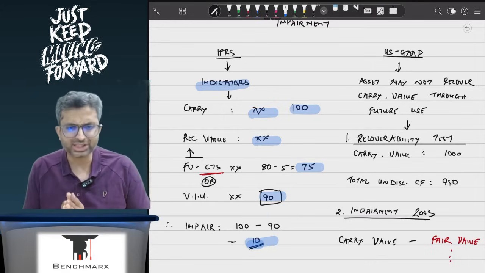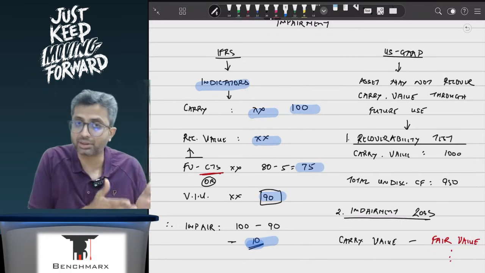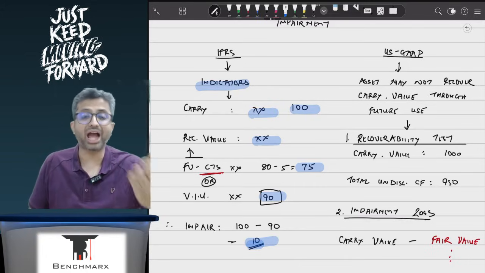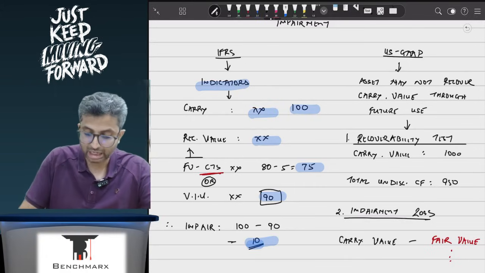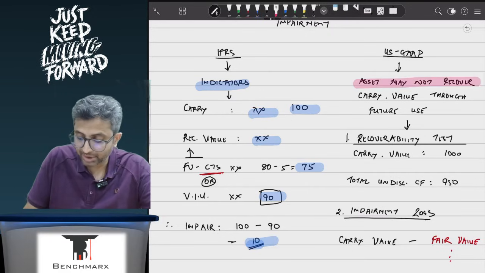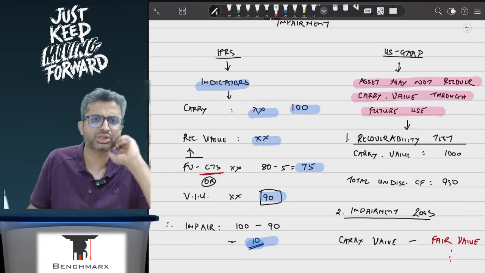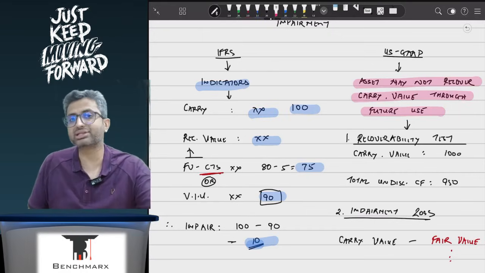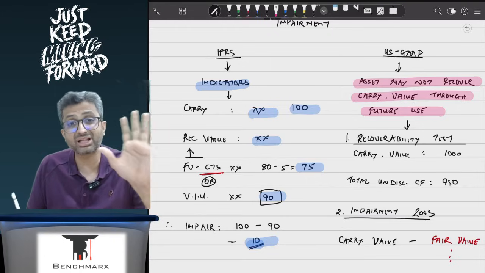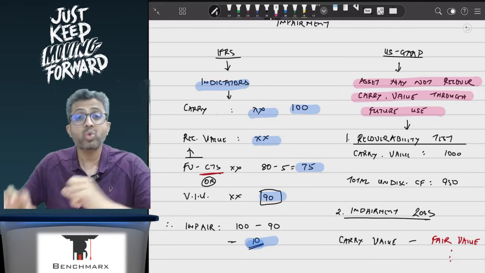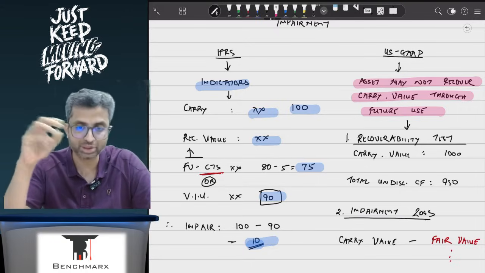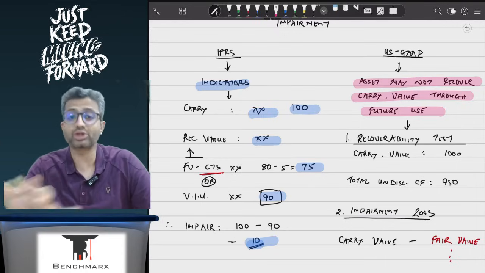However, US GAAP is again slightly different in impairment. They say that if I have to impair, first of all, I have to show that the asset may not recover the carrying value through future use. But how will I show that? Well, they have two tests. One is called the recoverability test, which means they will compare the carrying value with the expected future cash inflows. Mind you, not the present value of future cash inflows. Value in use is the present value of future cash inflows.